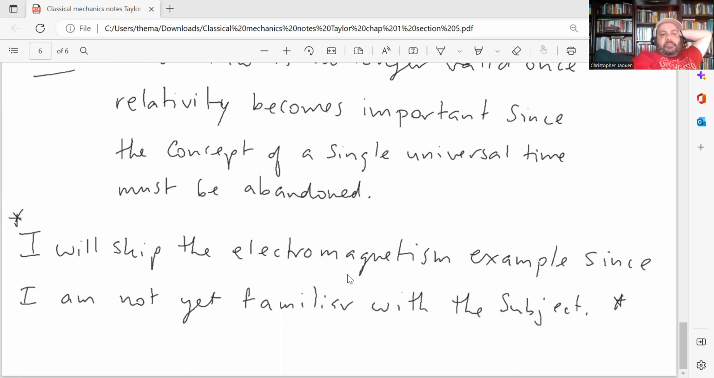He also gives an example where an electromagnetic field also has to be taken into account in the total momentum of the system, because apparently electromagnetic fields also have an effect on the momentum. So I'm going to skip that because I actually have no experience with electromagnetism yet.